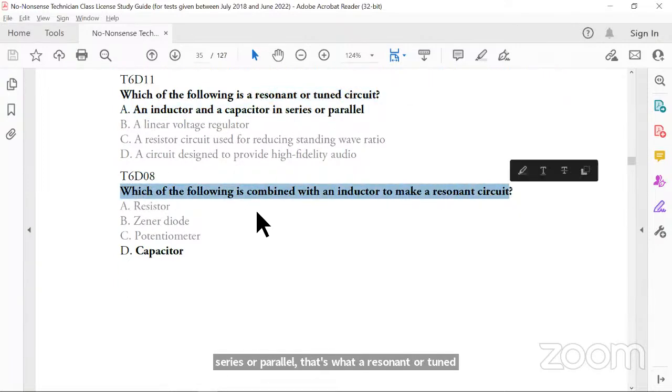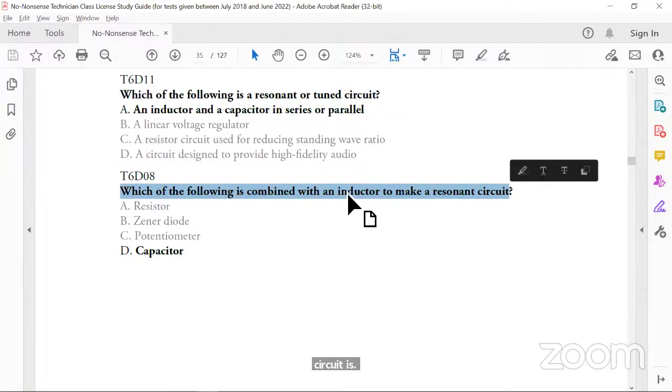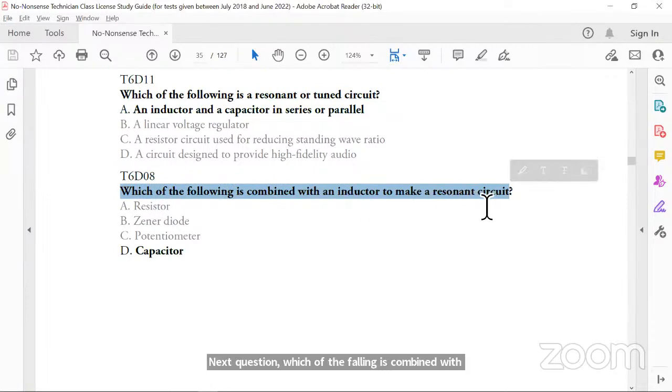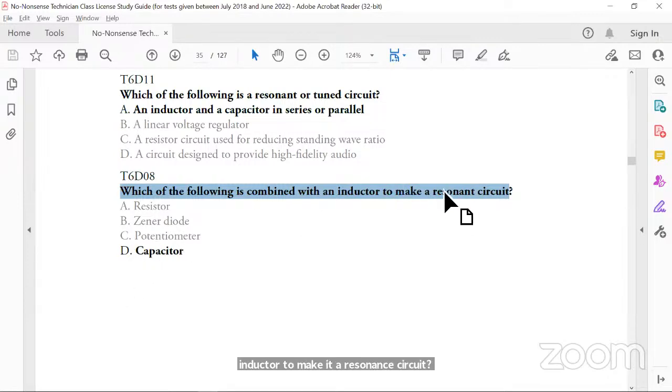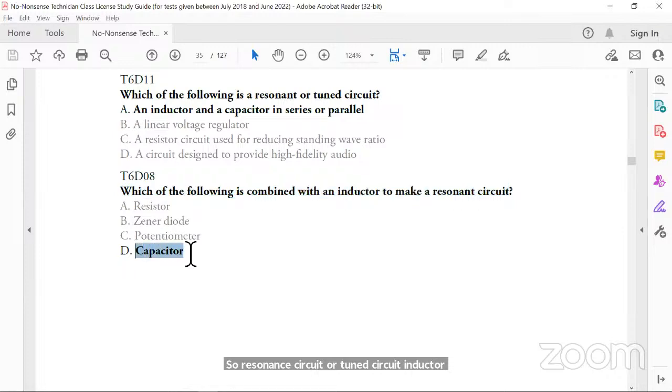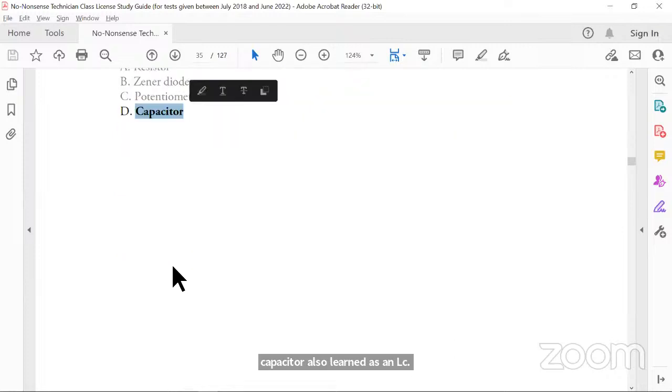Next question. Which of the following is combined with an inductor to make it a resonant circuit? So we said it's L and C, right? Inductor and capacitor. So resonant circuit or tuned circuit, inductor and capacitor, also known as an LC, right? L for inductor, C for capacitor. Another way to remember, LC circuit. Okay, let's move on.